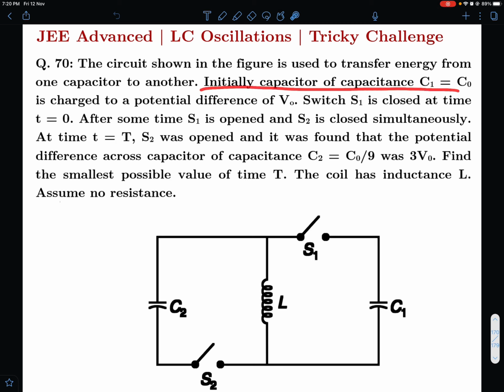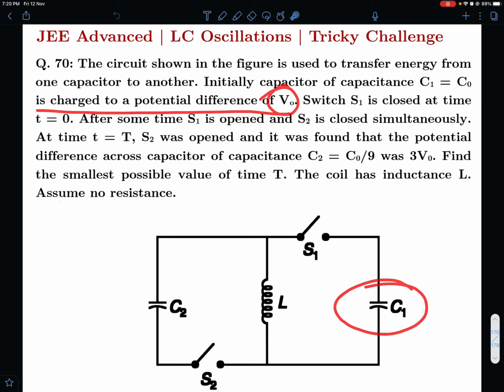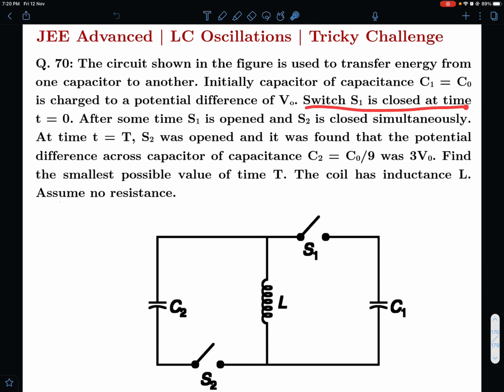What's happening? Initially the capacitor capacitance C1 equal to C0 is charged to a potential difference of V0. This one is charged to V0. Switch S1 is closed at time t equal to 0. So this was closed at t equal to 0. And after some time S1 is opened and S2 is closed simultaneously. So we are opening this and we are closing this.